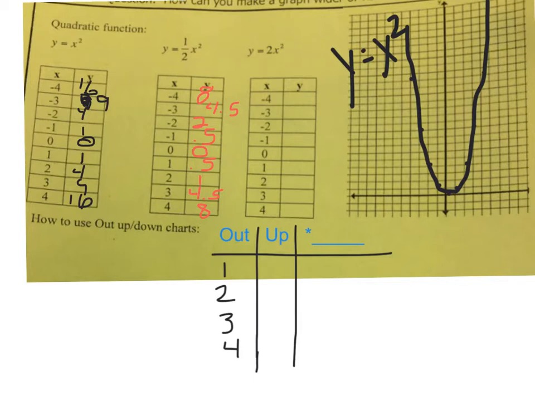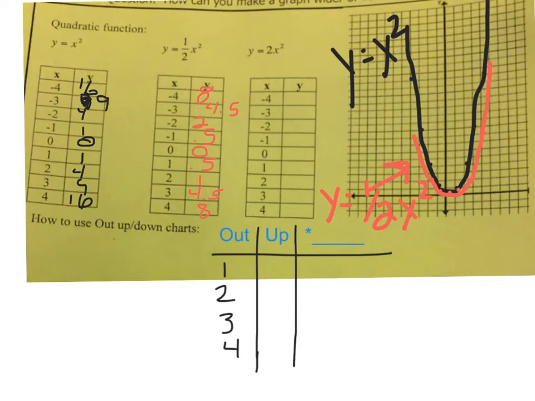So I start at 0, 0. When you first start, it's kind of hard. Those numbers get really squished. Negative 2, I'm going to go up 2. So we can kind of start to see already that it's wider. And negative 3, I go up 4.5. And at negative 4, I go up 8. And if I kept going, my graph would still end up being wider than my other graph. So that's y equals 1/2 x squared.